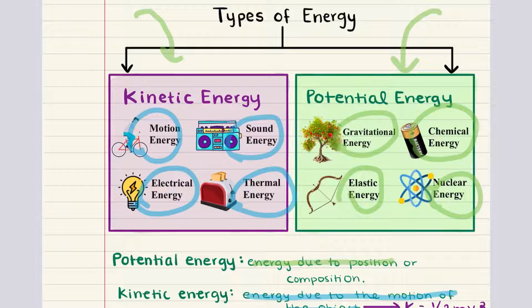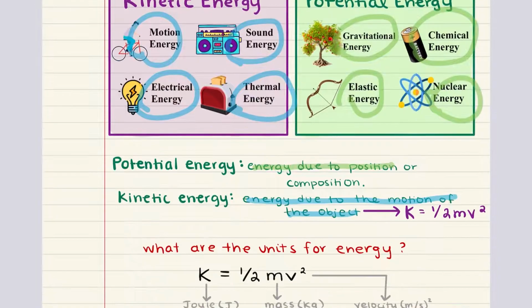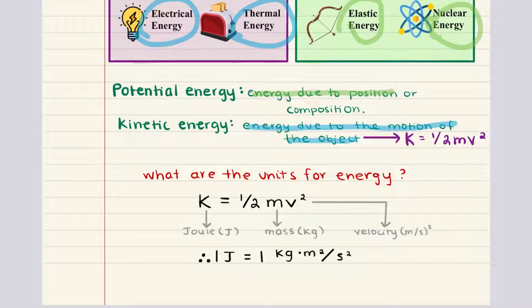Now, the kinetic energy of a moving object can be defined by the following equation. Kinetic energy is equal to 1/2 mv squared. M is mass, and v is velocity. Now, the unit of energy is the joule. What is the joule equal to? Well, a joule is defined as you see here.